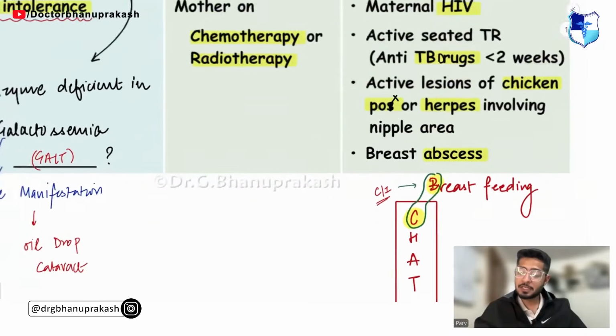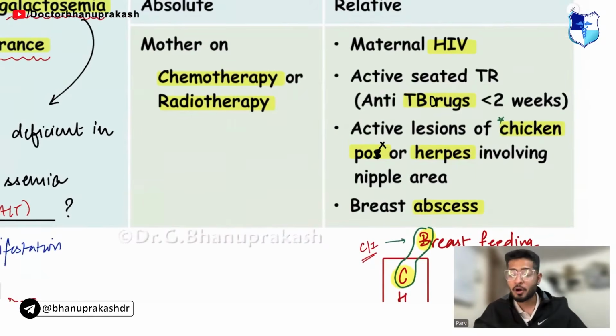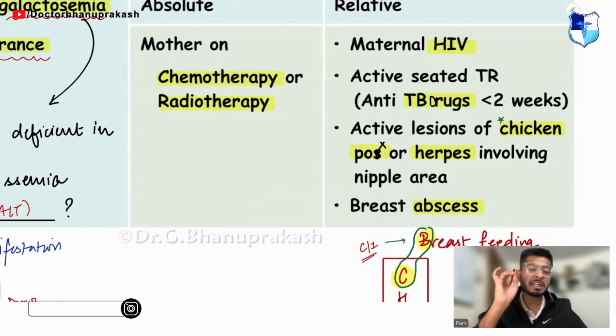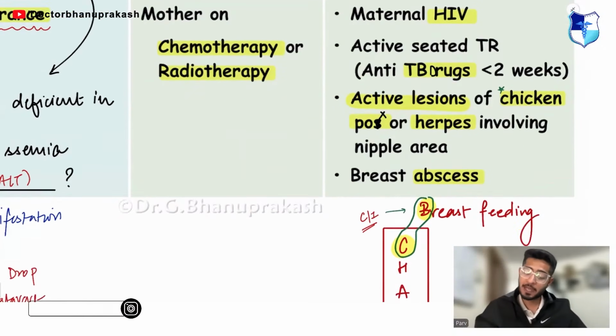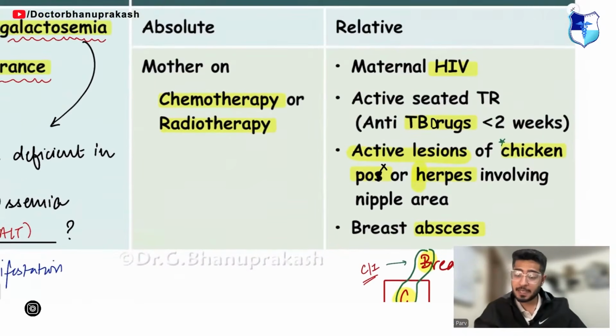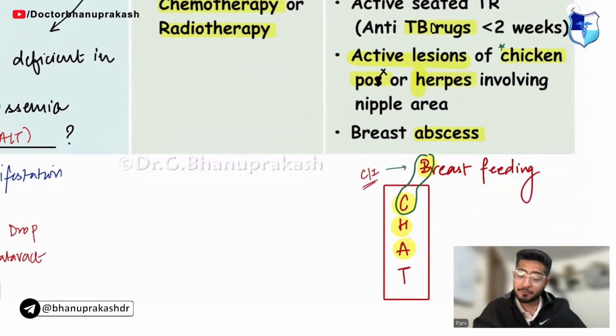So what is CHAT? C for chicken pox. If the mother is having chicken pox, active lesions, not healed ones, mother, please don't feed the baby. H for herpes. H for HIV. Please don't feed the baby, mother. A for abscess. If there is a breast abscess, please don't feed the baby.